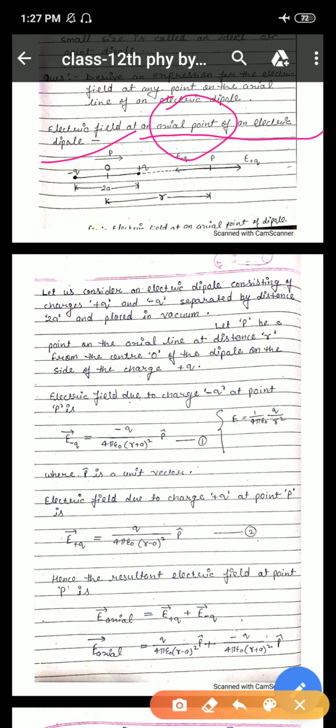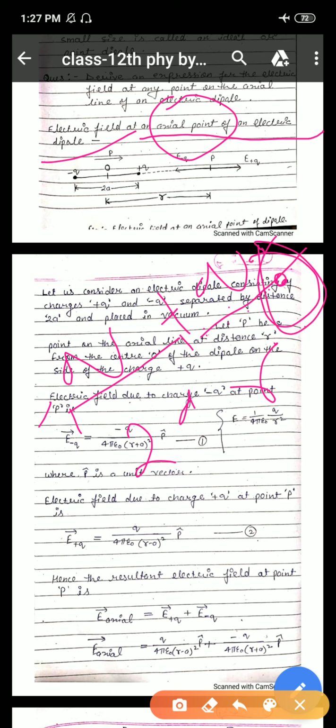So let's see. Suppose this one is the dipole, this one is the minus q, this one is the plus q, both are separated by a distance. Now taking some other point on this axis at a distance r, this point is known as an axial point. Is it clear? It means any point on the dipole along the dipole axis. Okay, now let's start.